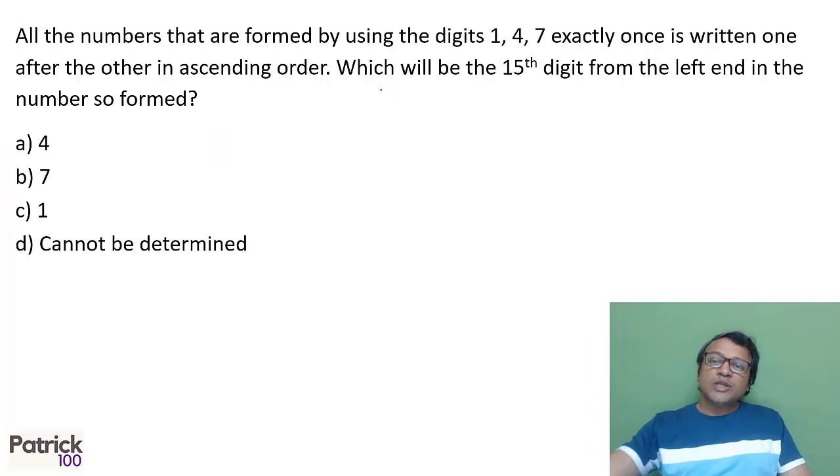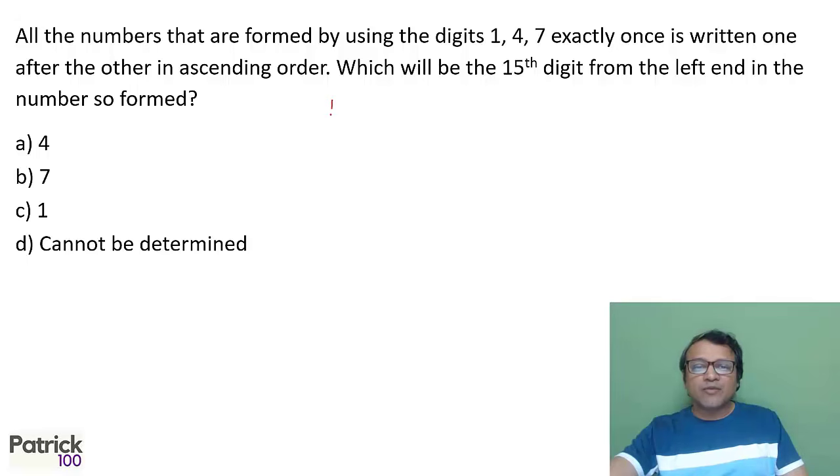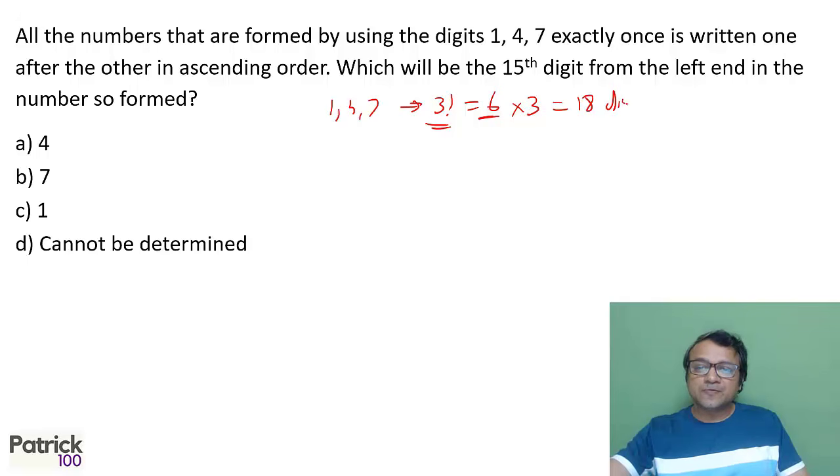All the numbers that are formed using 1, 4, 7 exactly once are written one after the other in ascending order. So how many numbers can be formed with 1, 4, 7? 3 factorial numbers, which is 6 numbers, because 3 numbers can be arranged in 3 factorial ways, which is 6 ways. And each number is 3 digits, so 18 digits. So if I have 18 digits and I want the 15th digit from the left, the last 3 digits will be the last number. So the 15th digit will be the last digit of the second last number.